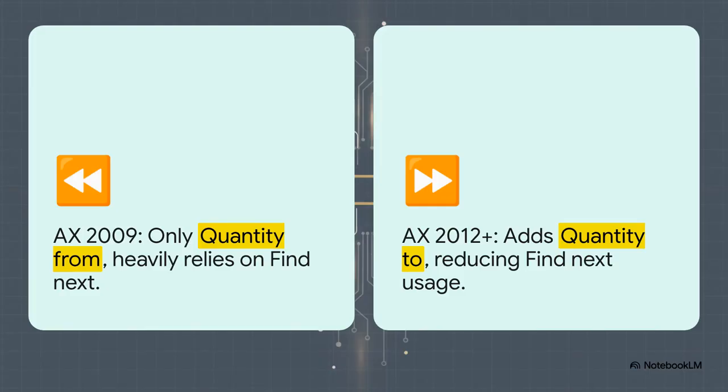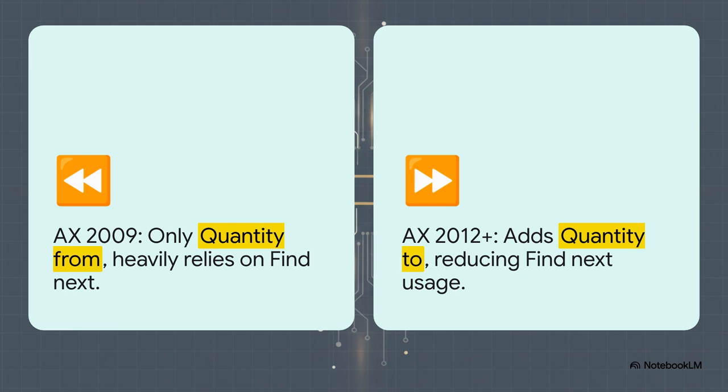All right, Section 3, the Find Next directive and controlling those searches. This Find Next checkbox is honestly one of the most misunderstood modifiers in the entire system. Let's look at legacy AX 2009 logic versus AX 2012 and later. In the older 2009 version, the system only had a quantity field. That meant Find Next was absolutely mandatory if you wanted the engine to keep searching for volume price breaks.